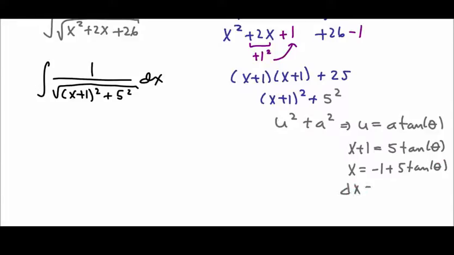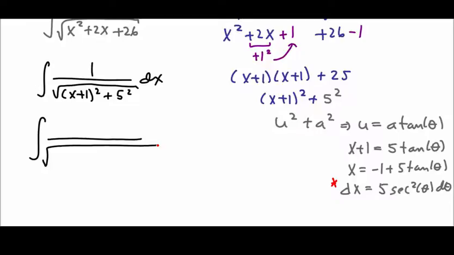Taking my derivative, the derivative of a constant is 0. The derivative of tangent is secant squared d theta. So the process isn't that much different. We just need to remember that we have a binomial now instead of a monomial for my x. Now again, the most important thing is to not forget our dx, so let's not forget that. Now x plus 1 is equal to 5 tan theta.